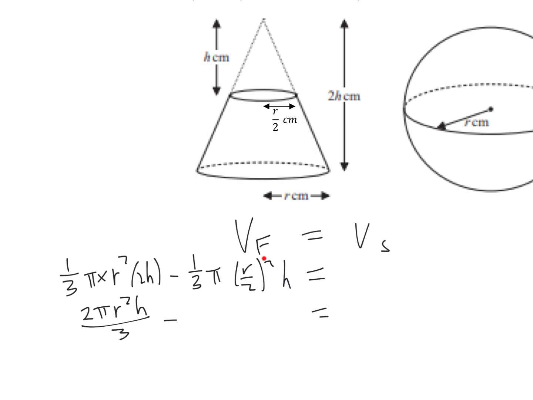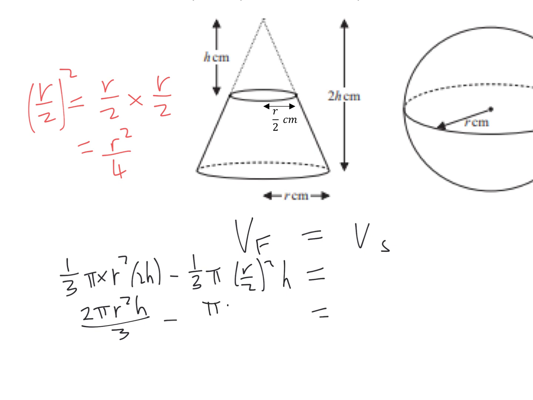r over 2 squared. Let's do that aside if we're not sure what that is. r over 2 all squared means you're multiplying r over 2 by itself. When we're multiplying fractions, we multiply the numerators together to get r squared, and we multiply the denominators together to get 4. So r over 2 squared is actually r squared over 4.